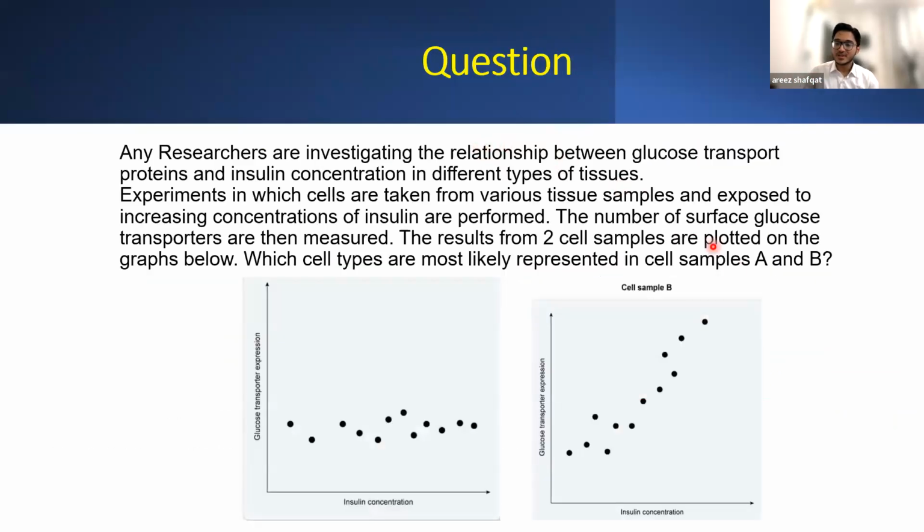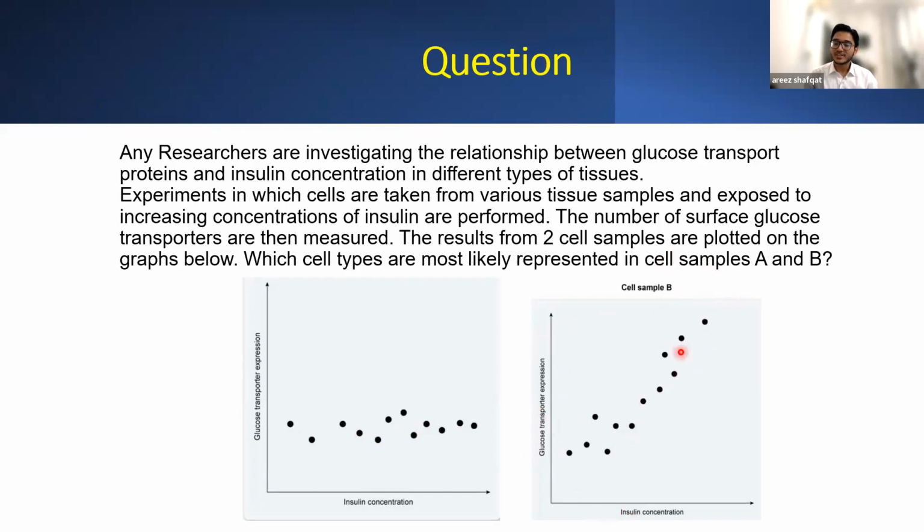Okay. So this is a question based on those GLUT transporters. Researchers are investigating the relationship between glucose transport proteins and insulin concentration. So what they did here basically is they took different cells and they measured glucose transporter activity. And what they did was they increased insulin concentration constantly, okay? So they continuously increase insulin concentration here, and they measure whether the increasing insulin actually stimulates glucose uptake. So in this cell, glucose uptake, regardless of insulin concentration, is the same. However, if you look in this cell, as insulin concentration is increasing, glucose uptake is increasing.